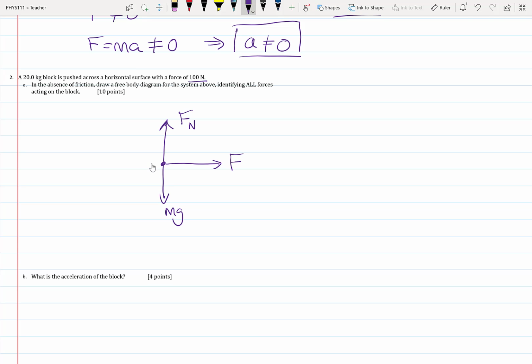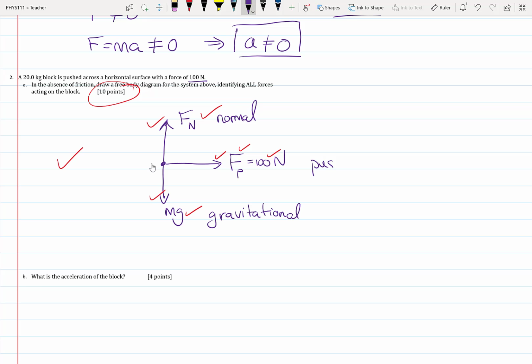I don't know which direction it is. It's either left or right, but there's the picture. And we're also given that Fp is 100 newtons. So I have a free body diagram. I have this force, its value, the direction of the normal force, direction of the gravitational force, and mg, that's going to give you 10 out of 10. You could also go ahead and actually write this in: normal force, gravitational, and push force. And then we're good to go.